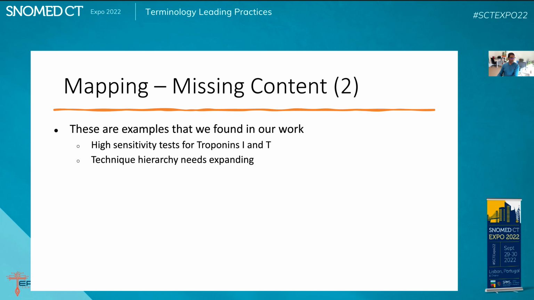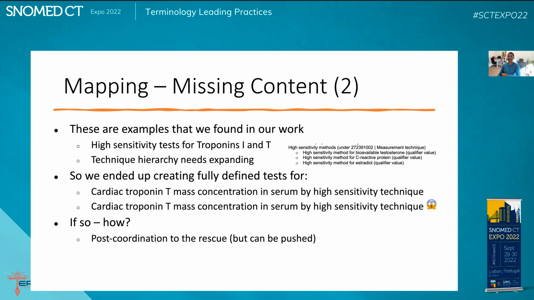If you go and look at SNOMED CT at the moment, one of the recommended tests for cardiac testing, which is high-sensitivity tests for troponins, can't currently be added to SNOMED CT. Okay, I'm not talking politics. I'm saying it can't be because the technique hierarchy doesn't have these things at all. You would want the techniques to be in there so you can actually create it. So what did we have to do? We ended up having to create the techniques, and then we had to create these concepts.